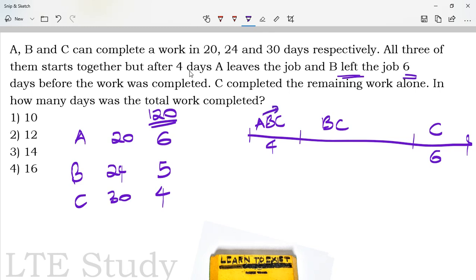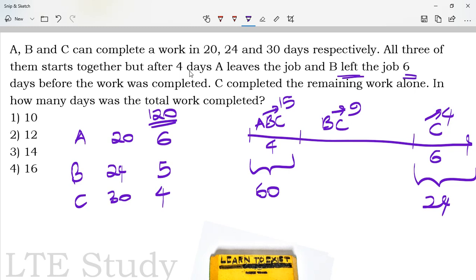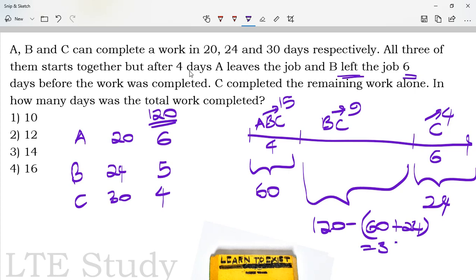The working capacity of A, B and C together will be 6 plus 5 plus 4, which is 15. The working capacity of B and C will be 5 plus 4, which is 9, and the working capacity of C will be 4. In the first part, 4 days at 15 per day, a total of 60 work is done, and in the last part, 6 into 4, 24 work is done. Out of the total work of 120, 60 plus 24 is done in these parts, so the remaining work is 36.